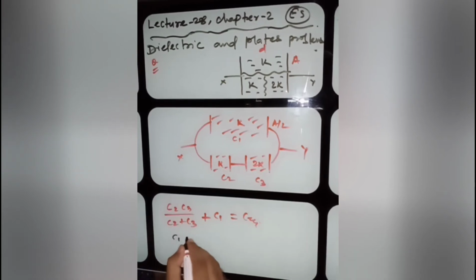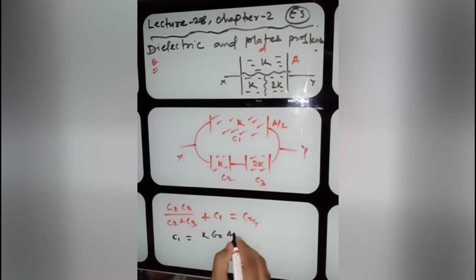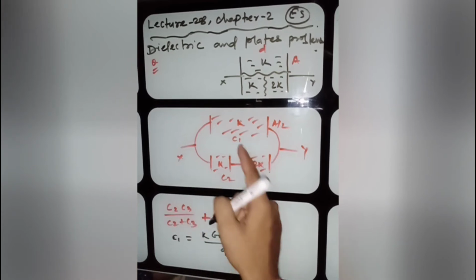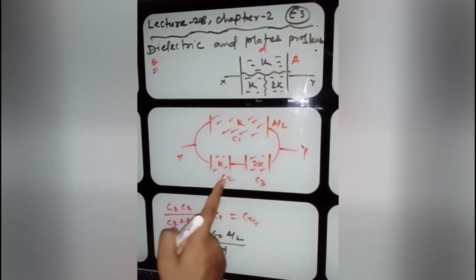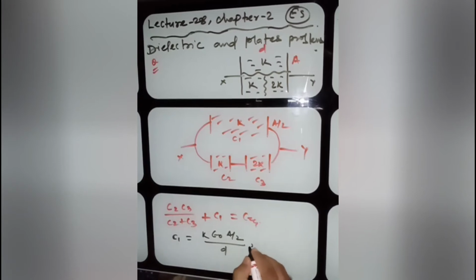So C1 is K epsilon naught A by 2 by D. Separation is not going to be changed over here. If it is D, then D. Now here plate area and separation both will change. Okay. So C2 is K epsilon naught A by 2 by D by 2. Now C3, that is 2K epsilon naught A by 2 by separation D by 2. Now you have the values C1, C2, C3.